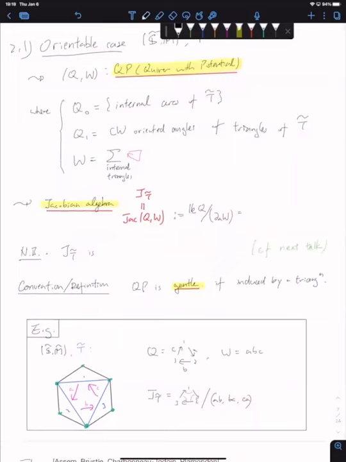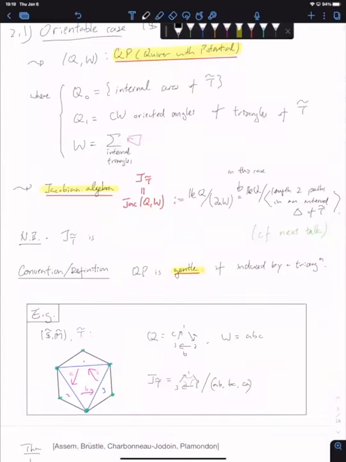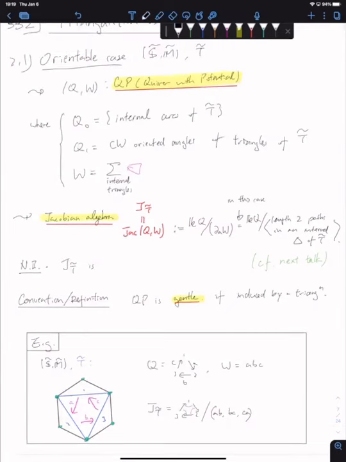So in this specific case, I can actually just rewrite this as all the length 2 paths in an internal triangle. And you might complain about whether I should complete or not, but in this particular case, which is unpunctured surfaces, the Jacobian algebra arising is actually finite dimensional, and in fact it is also a gentle algebra.